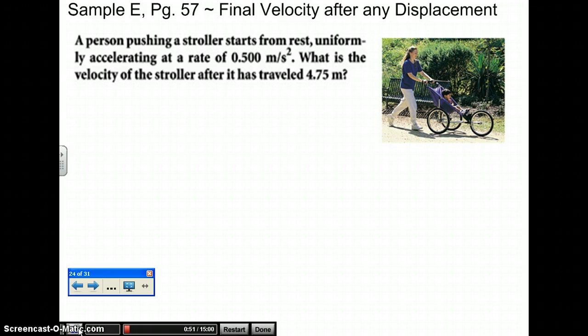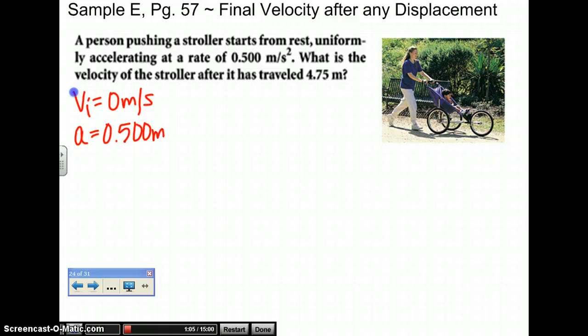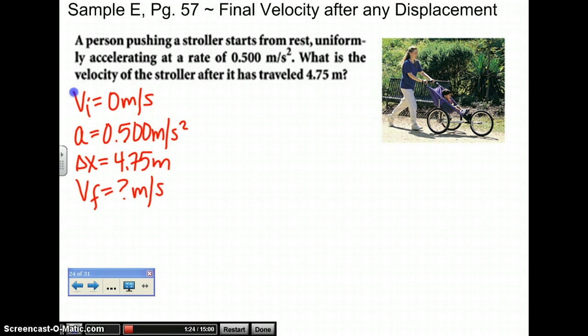It says a person pushing a stroller starts from rest, so that would be a VI equals 0 meters per second, uniformly accelerating at a rate of, well, there's an acceleration, 0.500 meters per second squared. What is the velocity of the stroller after it has traveled, so that would be a delta x, 4.75 meters. So once again, what's the velocity after it has traveled? That right there kind of lets you know that it's a VF and not a VI. And then obviously, make your units match here. So if your initial velocity was meters per second, make your final velocity meters per second as well.